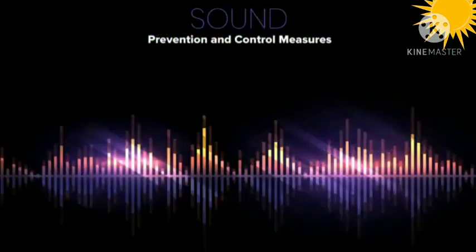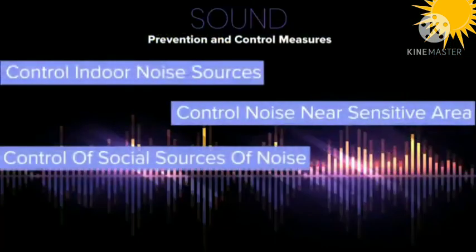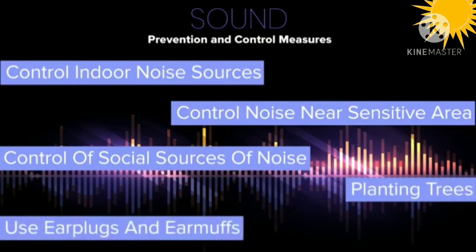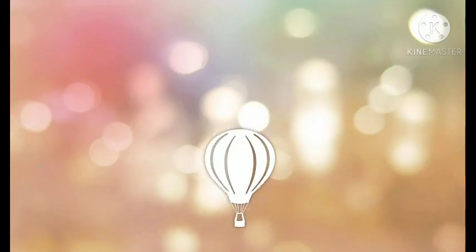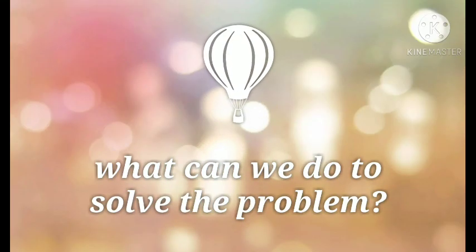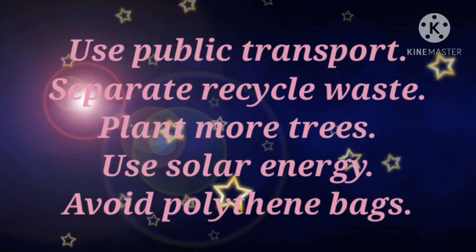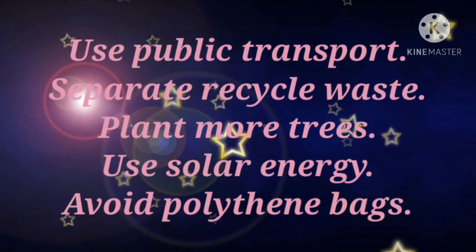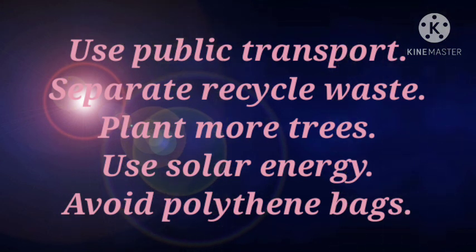So students, hope you understood this session. These are the prevention and control measures. Now our last point. What can we do to solve the problem? We have to use public transport as far as possible. Use bicycles rather than cars and buses. Walk whenever and wherever possible.